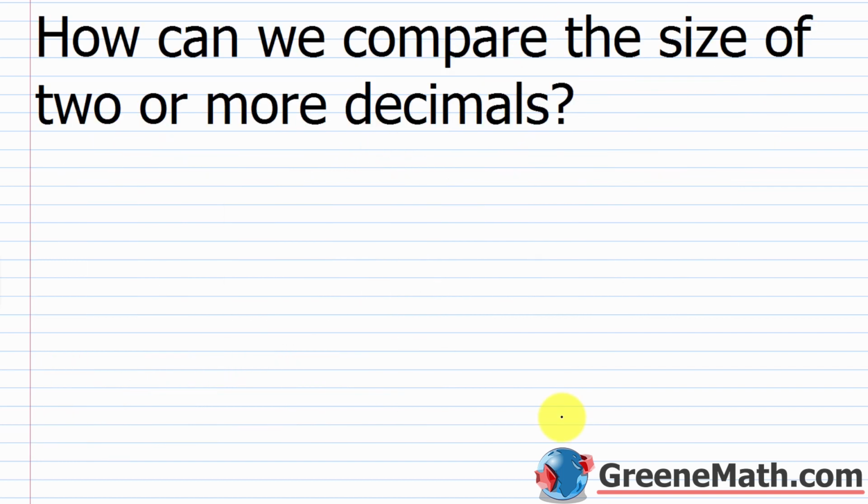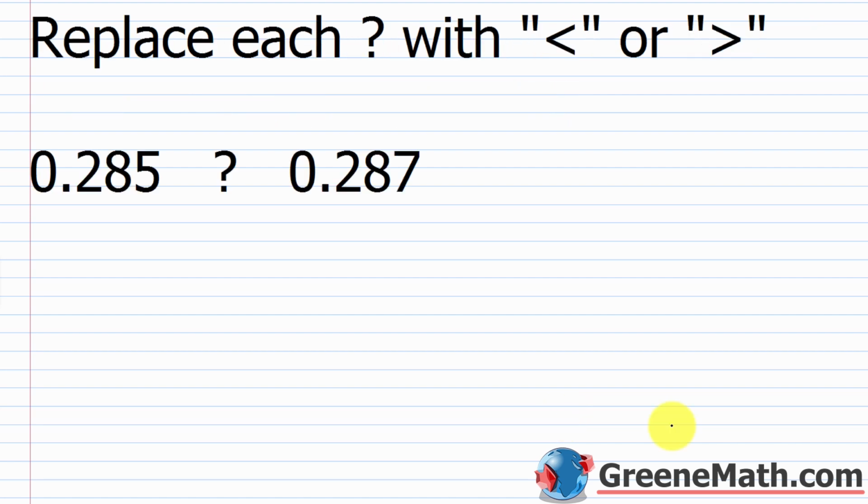All right, so the next topic we're going to talk about is something that students kind of struggle with. We want to know, how can we compare the size of 2 or more decimals? We're going to think about how to do this through a practice exercise. We want to replace each question mark with the less than or greater than symbol. For the first problem, we have 0.285 question mark 0.287. You're looking at these two numbers, and it's not completely obvious right away which one is bigger. It's not like if we looked at 13 and 5. I know 13 is bigger than 5 right away. For these two, you might struggle a little bit.